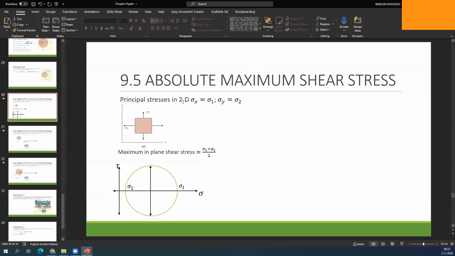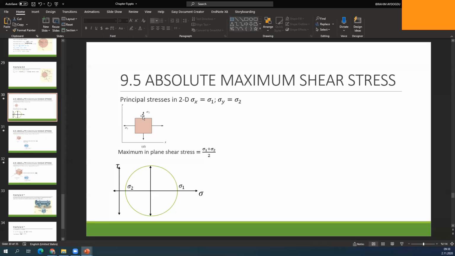Okay. Hello, everyone. Let's continue with chapter 9.5, absolute maximum shear stress. This is the last subchapter in our section. Let's continue. What's the meaning of absolute maximum shear stress? Up to this subchapter, we have always considered plane stress. What does plane stress mean?